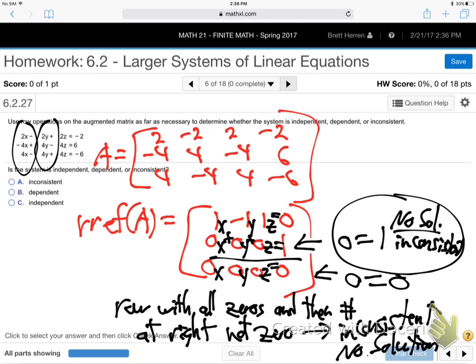Well, hopefully I'm being clear on that. Maybe I'll write it out again more clearly, but this is the main thing. Row with all zeros and then a number at the right that's not zero. That's inconsistent, no solution. Look for that first. If that's not there, then ask, do I have zeros all the way across? Then it's just infinite solutions.